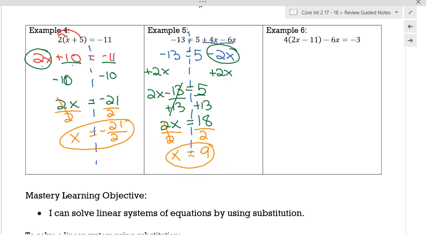All right, last problem. First step, this one does have parentheses, so I do need to distribute through. 4 times 2x, so 4 times 2 is 8x. 4 times negative 11 is negative 44. Minus 6x equals negative 3.